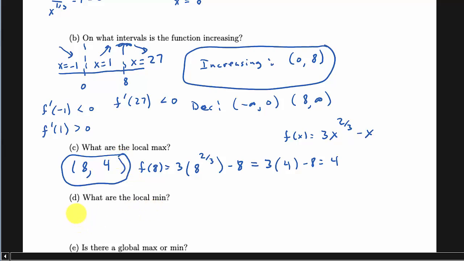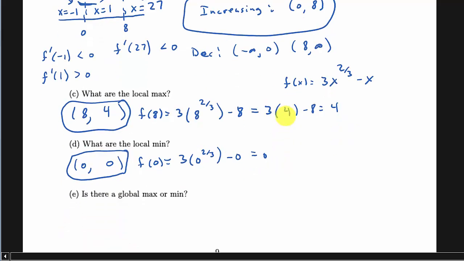Local minimum, and that's right here. That's going to be at 0. And f of 0 is, and that's easy to do, but we'll plug it in just so we can see it. We're plugging these into the original function. That's just equal to 0, and there's your local minimum.